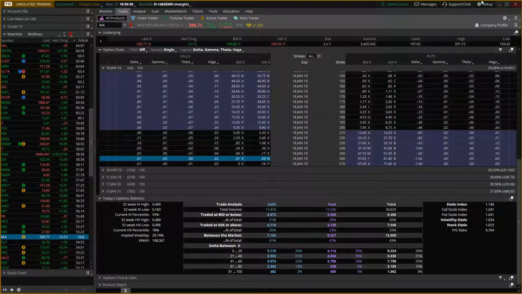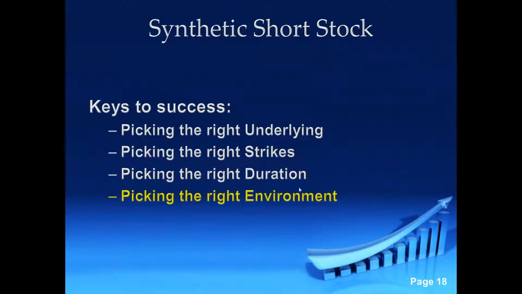So that's picking the right environment. We want mid-range for this because, like I said, this can be done in any environment. It can be done with a high implied volatility. It can be done just as easily with low implied volatility. But there are higher probability strategies out there for those types of environments. Realistically, the probability of success with this strategy is 50-50. It's the same as buying or selling a stock.